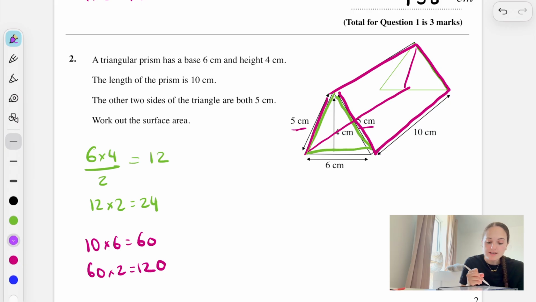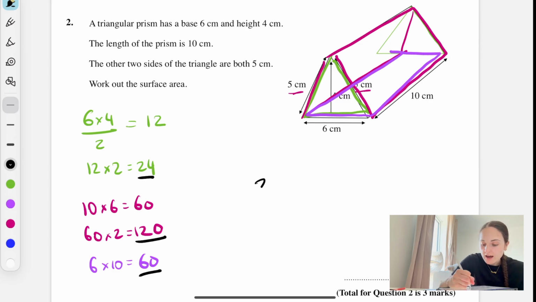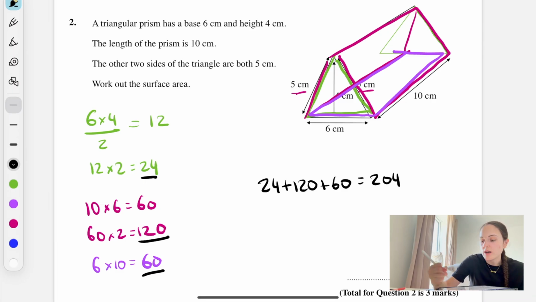Finally, I have one face on the bottom that I haven't yet done. So we have this bottom face here, and this is a 6 by 10 rectangle. So to work out the area, I'm going to do 6 times 10, which is 60. So now to work out the total surface area, I'm going to add them all up. So I'm going to do 24 plus 120 plus 60. And if I do that, I have 204 squared centimeters.